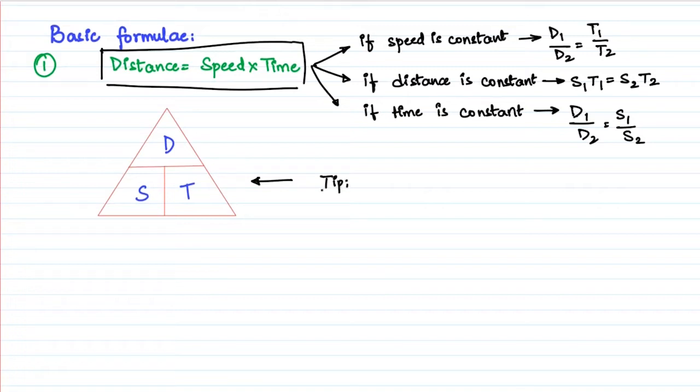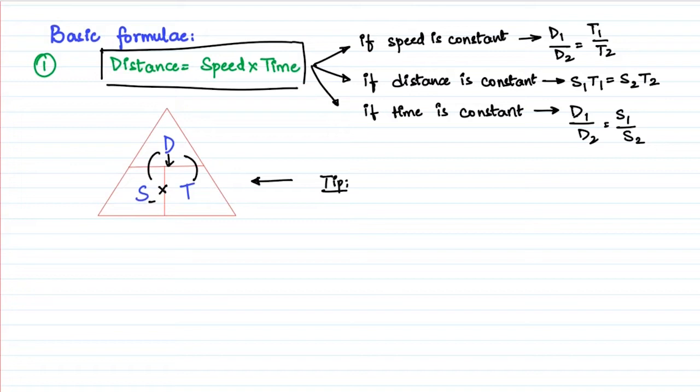You can use this triangle to remember the formula better. So distance will always be equal to speed into time, speed will be equal to distance by time, and time will be equal to distance by speed. So with this triangle you can understand and remember this formula better.